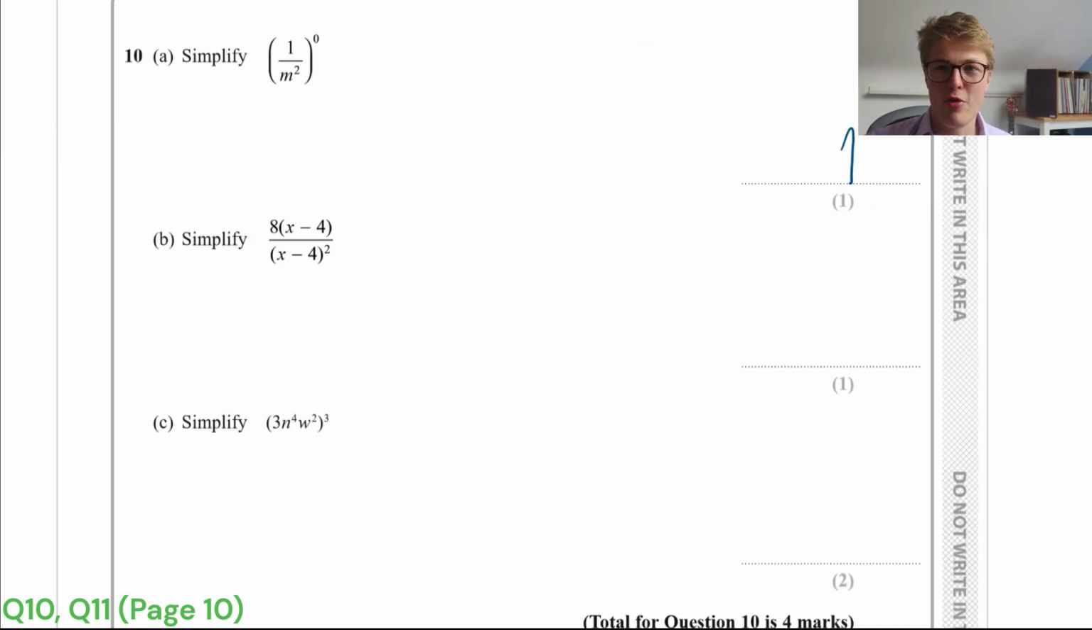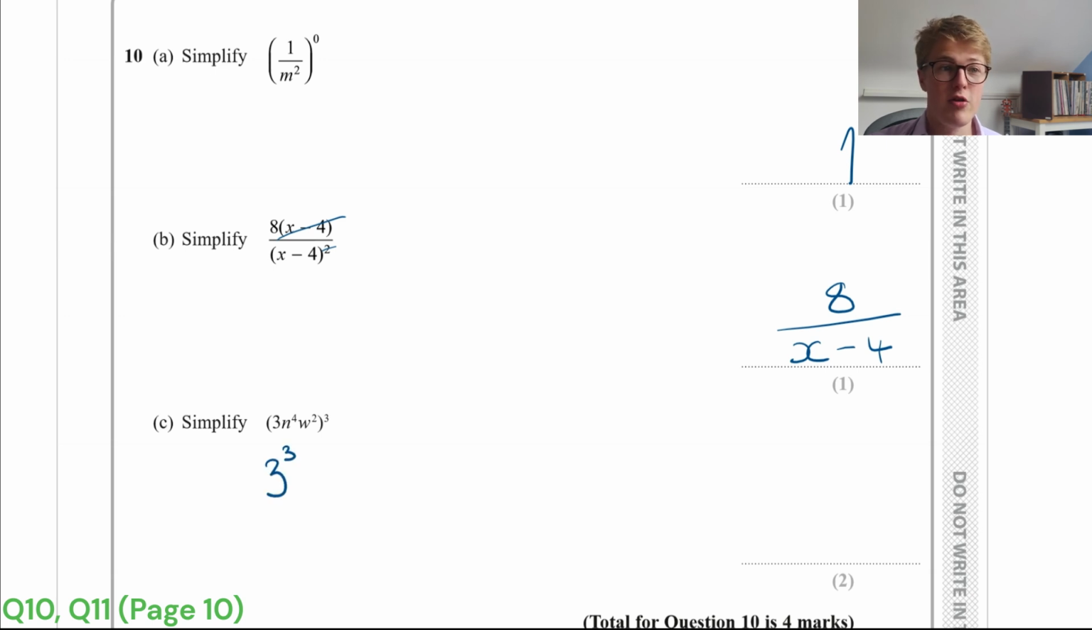Simplify 1 over m squared to the power of 0. This is just 1. Then simplify 8x minus 4 over x minus 4 squared. When we simplify the x minus 4 terms, we end up with 8 over x minus 4. Simplify 3n to the power of 4 w squared all to the power of 3.